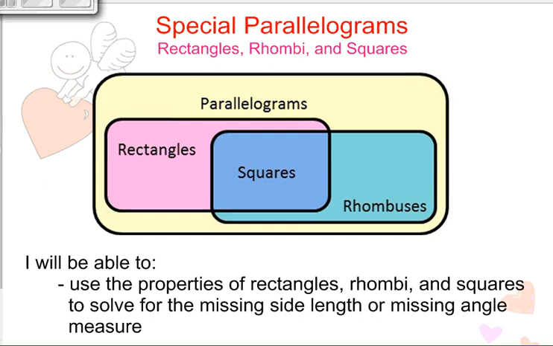Okay, so our next lesson is going to be on three special parallelograms. They're more specific names with even more specific properties. They're going to hold all of the properties of the parallelograms plus their own special properties. So we're going to talk about the rectangle, the rhombi, and the squares.